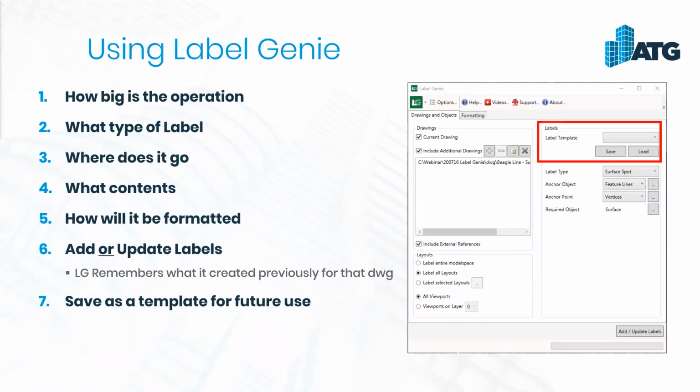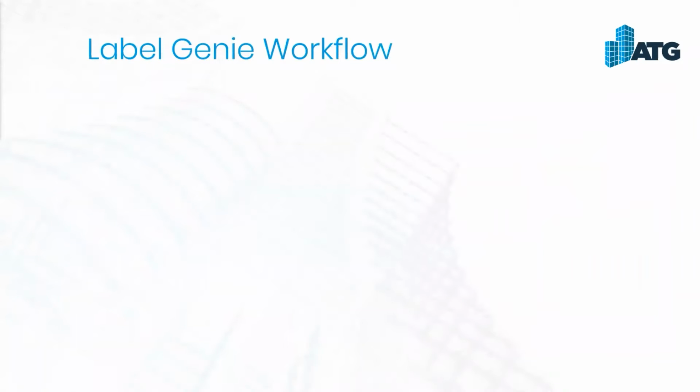So now that we've talked about what Label Genie is, some of the fundamentals of how we're going to use that tool, we're going to talk about the workflow that I'm going to hop into the software here in just a few minutes. So first off, we're going to look at some section and some profile view labeling.